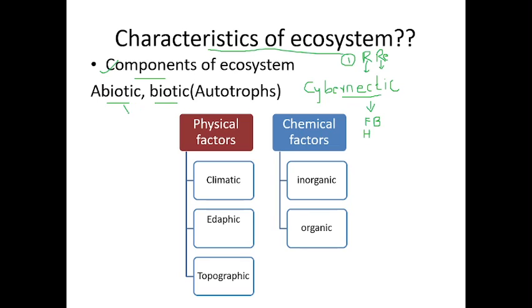Again we are going to learn about the components of the ecosystem, which we know as abiotic and biotic factors. We are going to deal with abiotic factors, which are physical factors and chemical factors. Physical factors means climatic, edaphic and topographic factors. Chemical factors are inorganic minerals and organic materials. First we will move with climatic factors, because environmental condition has a greater role in the growth and existence of plants. Example: heat, temperature, pressure, humidity, rainfall all come under climatic conditions.